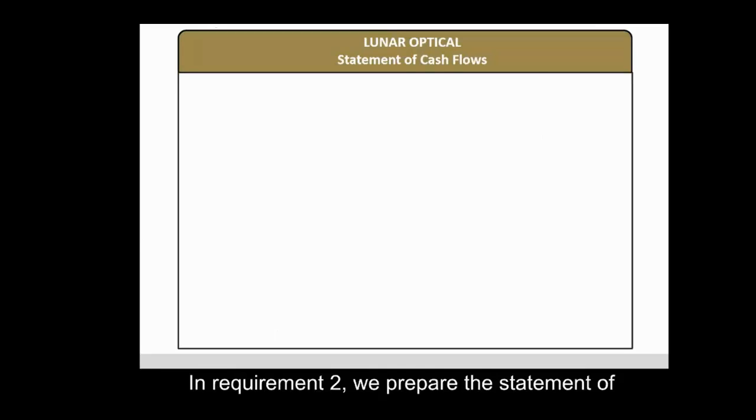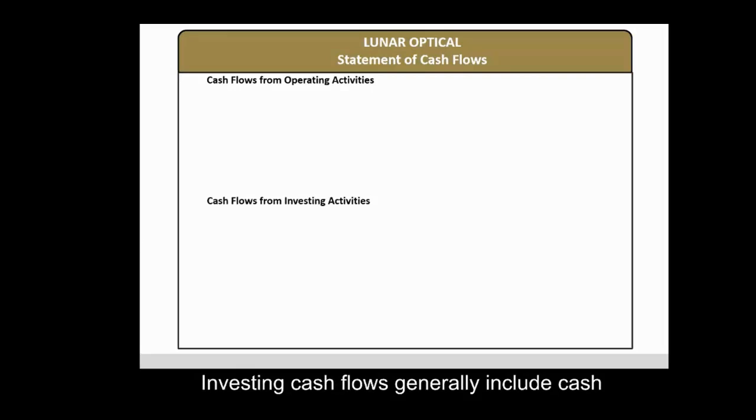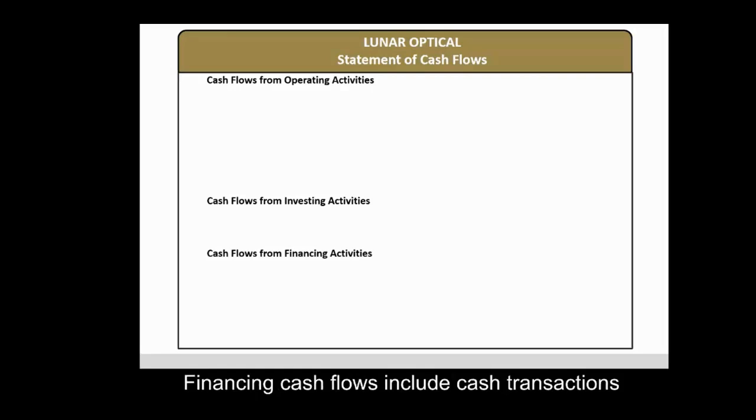In Requirement 2, we prepare the statement of cash flows for the same accounting period. Remember that a statement of cash flows has three categories that cover three fundamental business activities. Operating cash flows include cash receipts and cash payments for transactions involving revenues and expenses. Investing cash flows generally include cash transactions for the purchase and sale of investments and productive long-term assets. Financing cash flows include cash transactions with lenders and stockholders. Let us look at each transaction and classify them into the three categories of business activities.